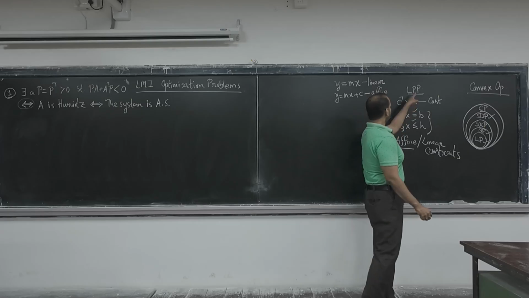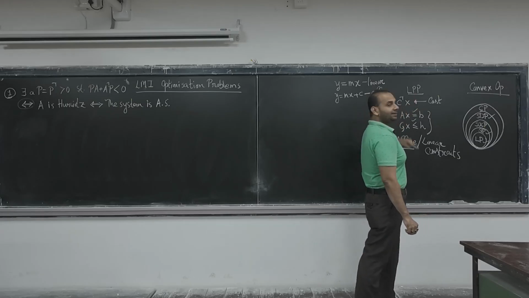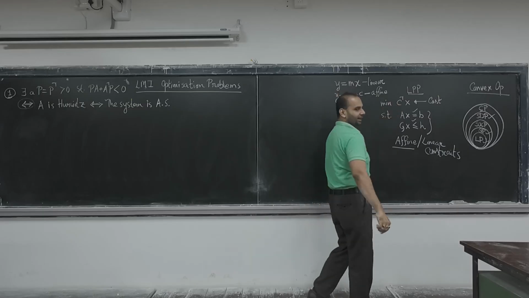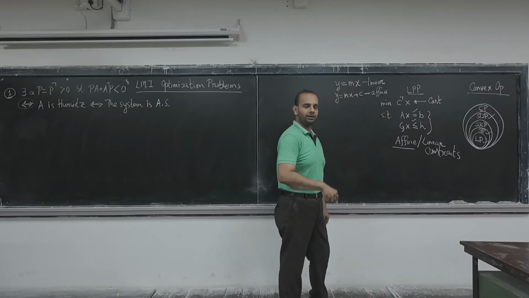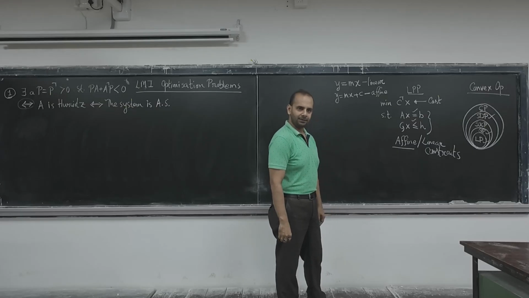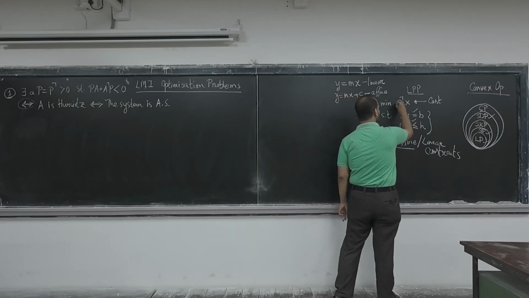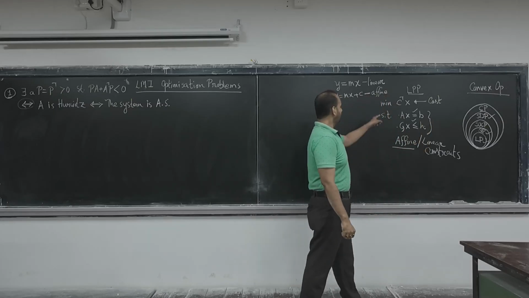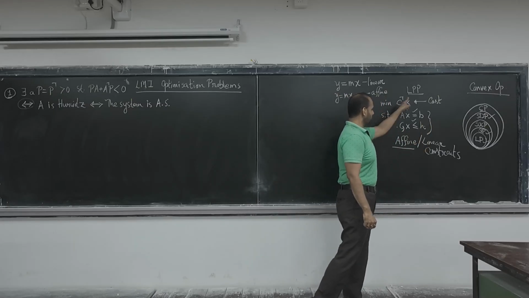Now this cost function, it is linear, in the sense C transpose x, right? So how do you write it? c1 x1 plus c2 x2 up to cn xn, isn't it? So here c is given, A, G, b, h, all of them are given. Then you have to minimize this cost function subjected to these constraints.